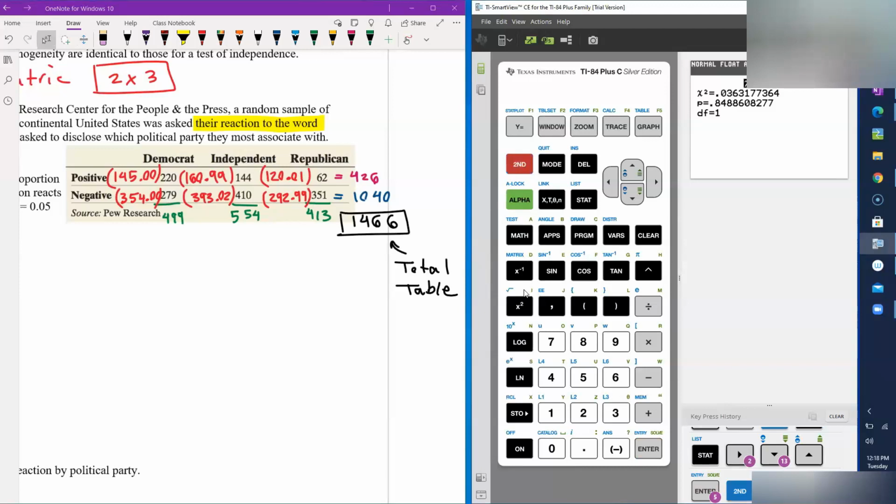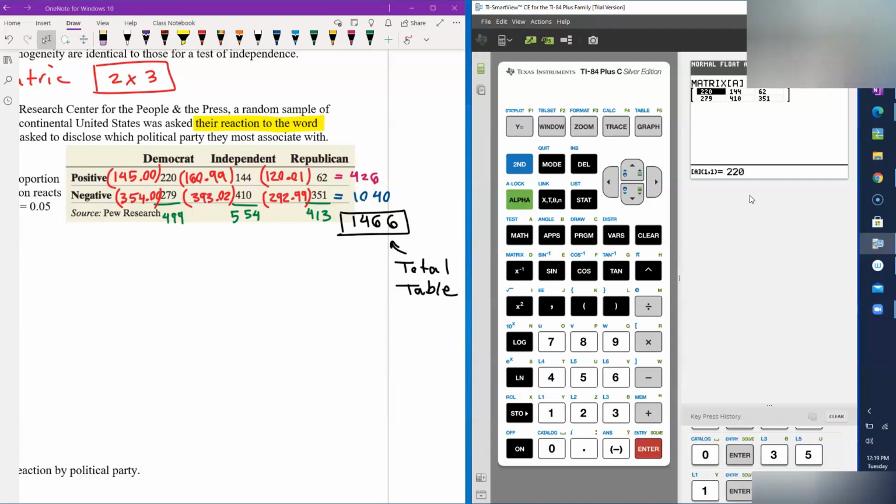Okay, so second, x to the power -1. Edit. Enter. Here we have 2 rows and we have 3 columns, so change that one to 3. We have to clear these. Fine, so enter all these numbers. For observed it is 220, 410, and finally we have 351.